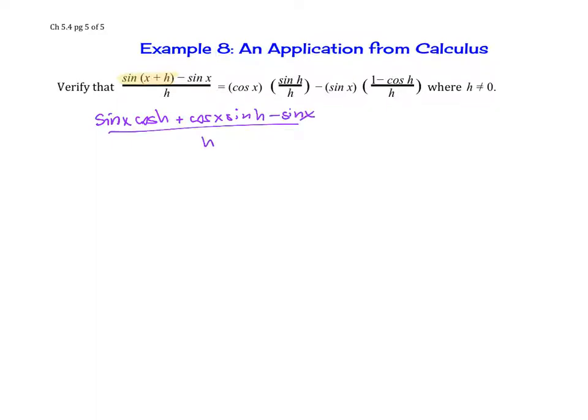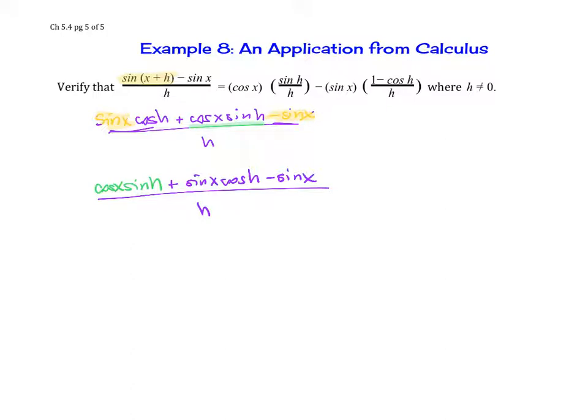So what we're going to do is we want to regroup these. And so looking here, I have sine of x, cosine of h, cosine of x, sine of h, and a minus sine of x. So what I can do is I want to put the sine of x's close together. So I'm going to rewrite this. I'm going to move this to the front. So this is going to be cosine of x, sine of h. Then I'm going to write this in this here. So that'll be plus sine of x cosine of h minus sine of x all over h.